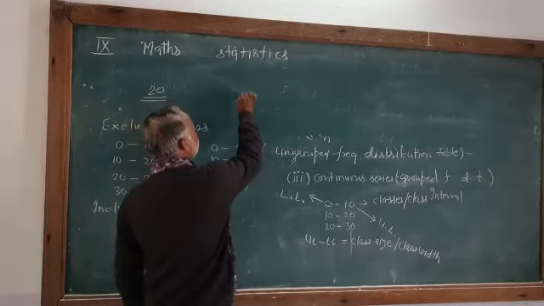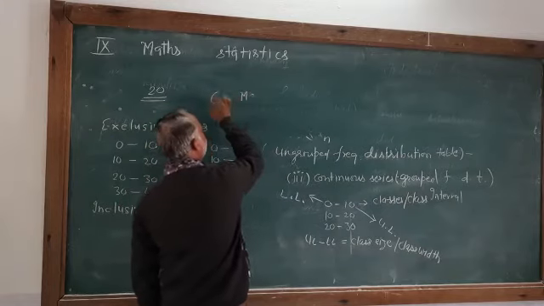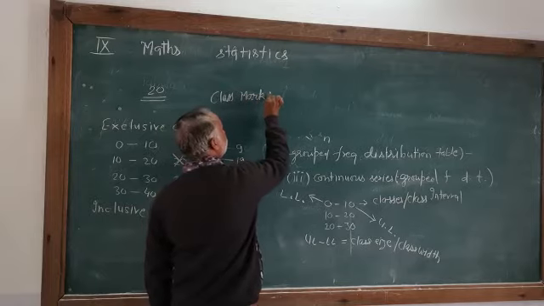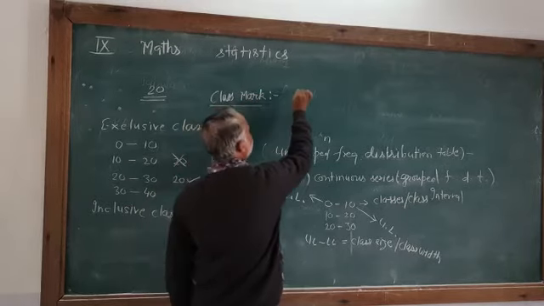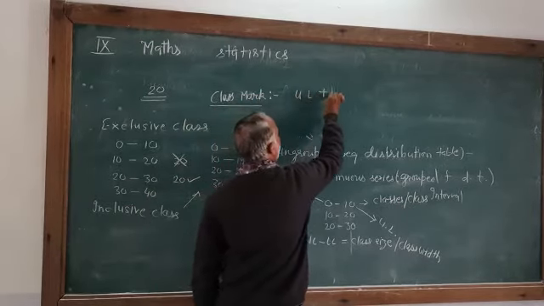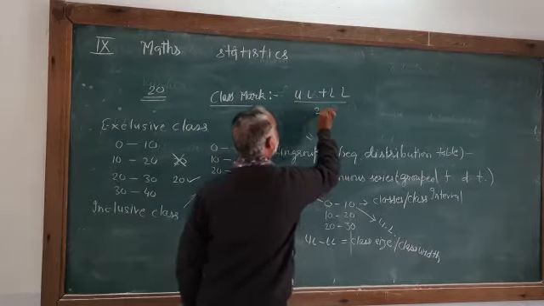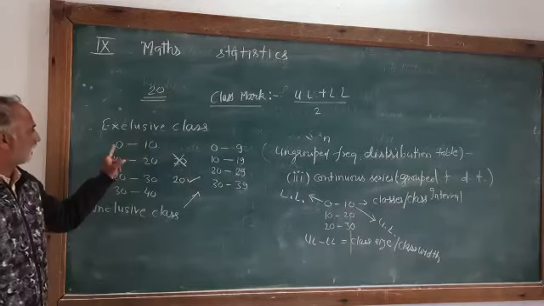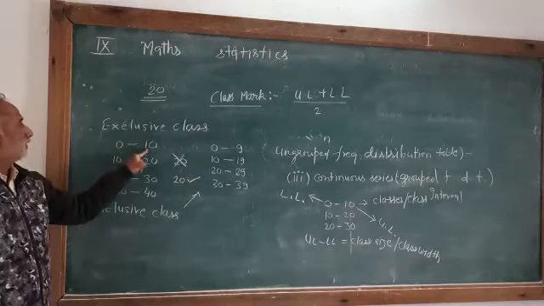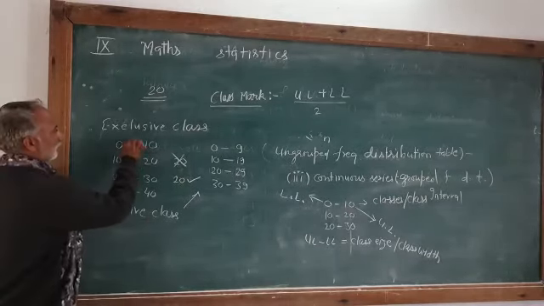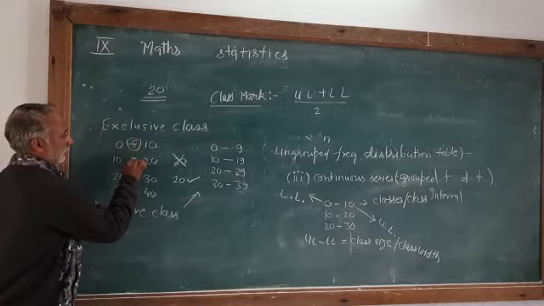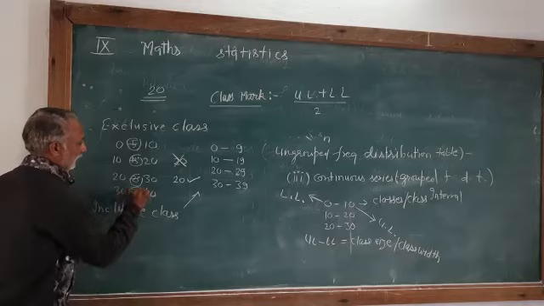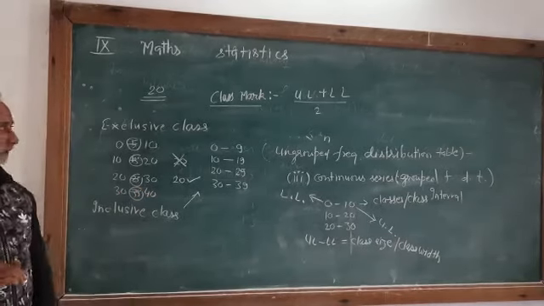Right? One more term is there, class mark. Class mark is upper limit plus lower limit divided by 2. Or we can say the class mark is the number which comes exactly in between, like between 0 and 10. For example, here 5, 15, 25, 35. These are called class marks.